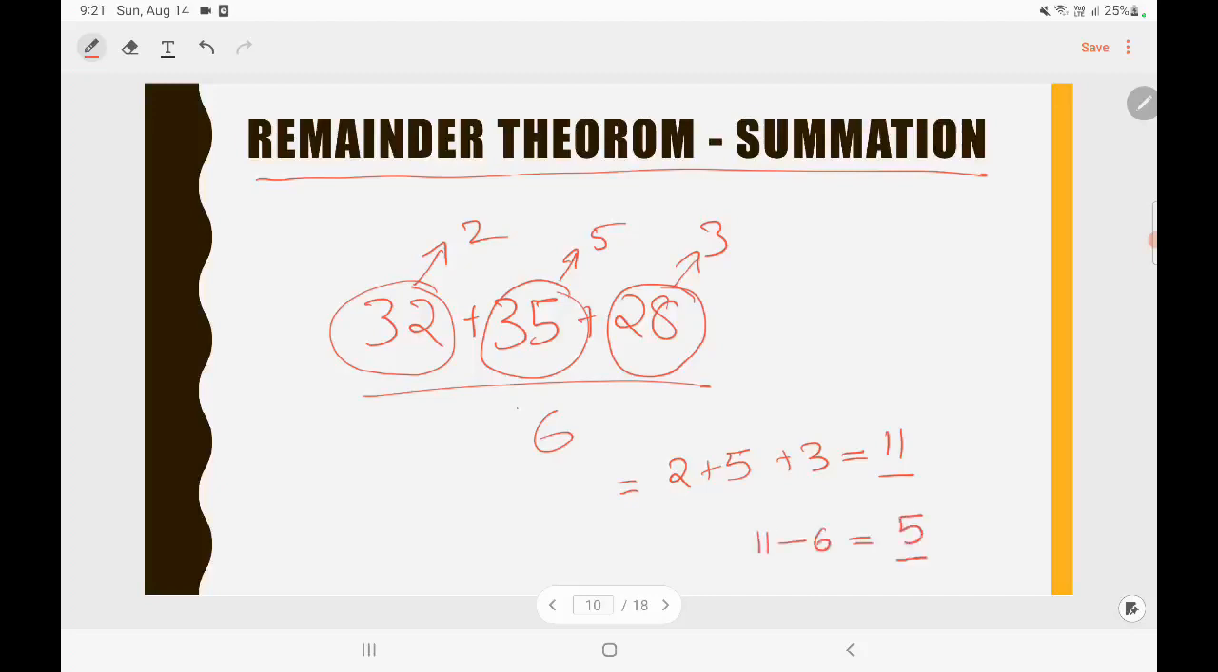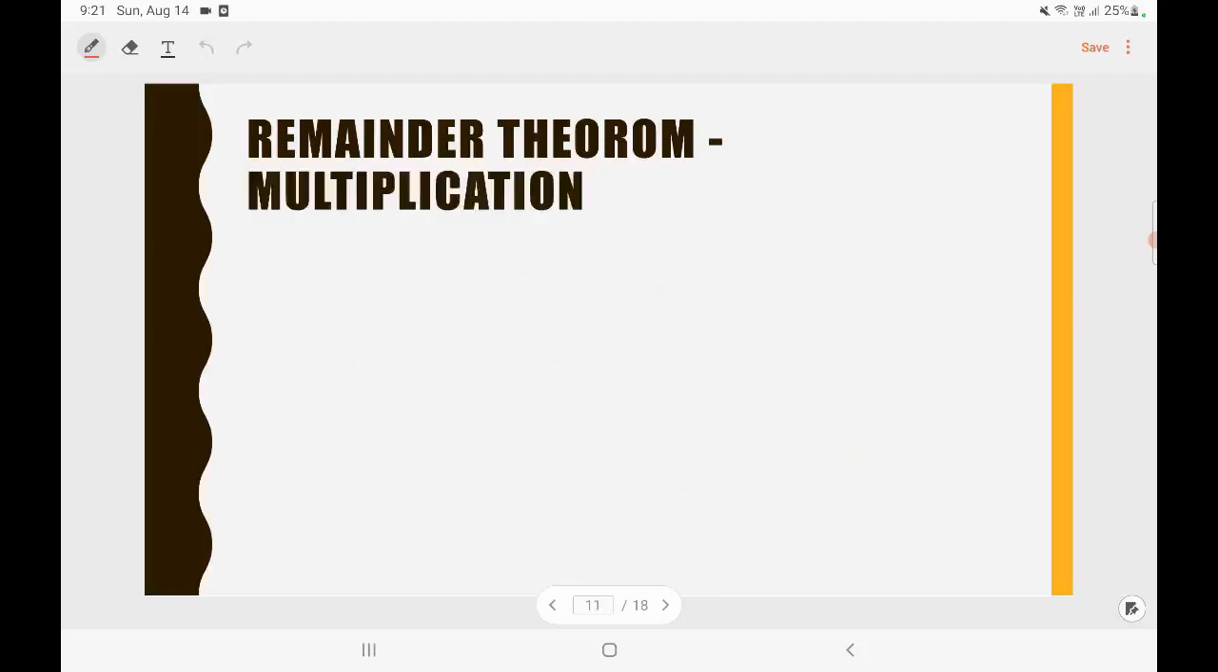So the answer is actually 5. So 5 is the remainder. Okay, so this is the remainder theorem during summation. Now we have to check the remainder theorem during multiplication.